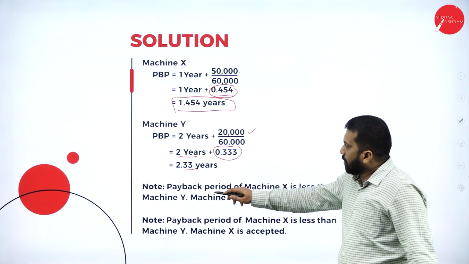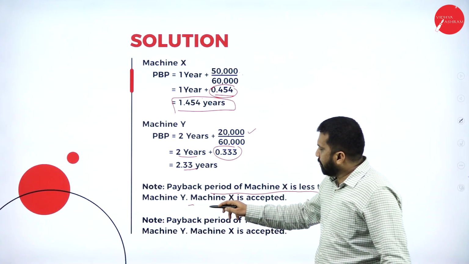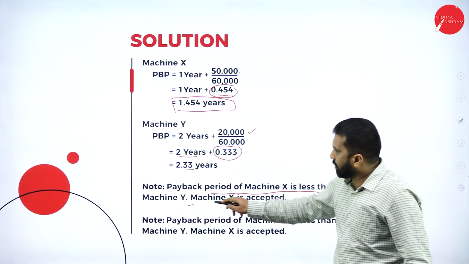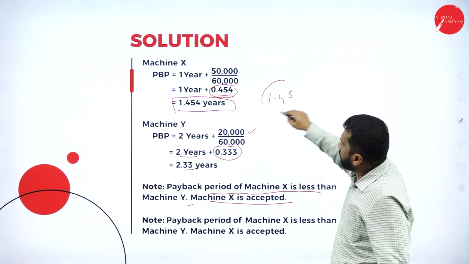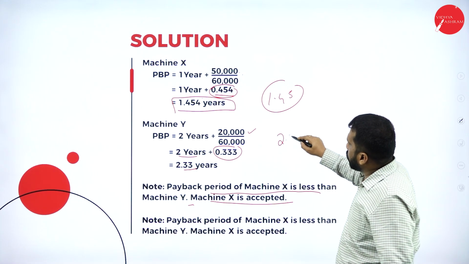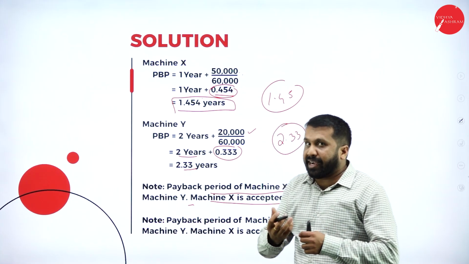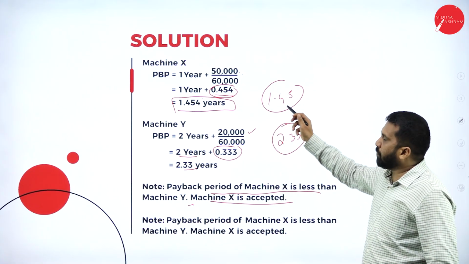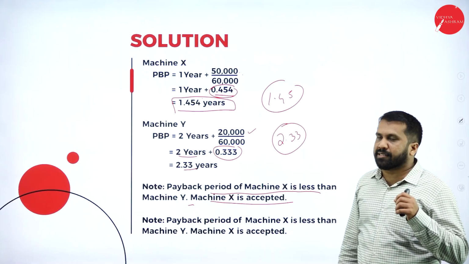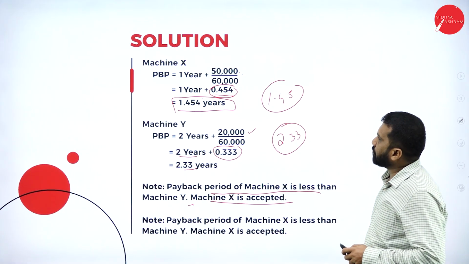Then payback period of machine X is less than machine Y. Machine X is accepted. See, machine X is only how much? 1.45. Machine Y is how much? 2.33. Whatever 1 lakh you have invested, to get back that 1 lakh in machine X, you should wait 1 year, 4 months. Machine Y, you should wait 2 years, 3 months.